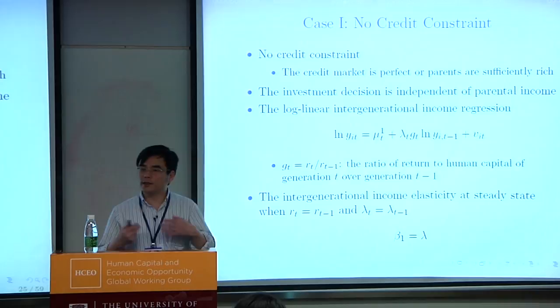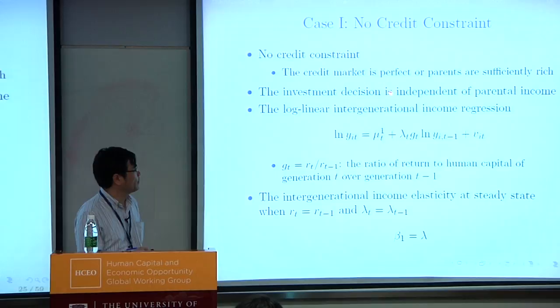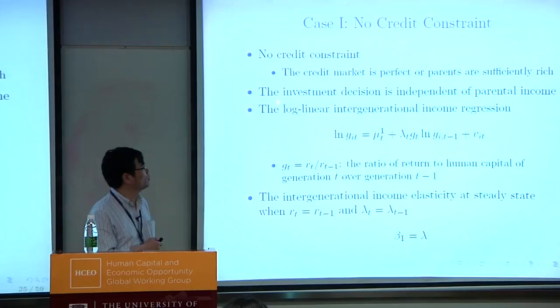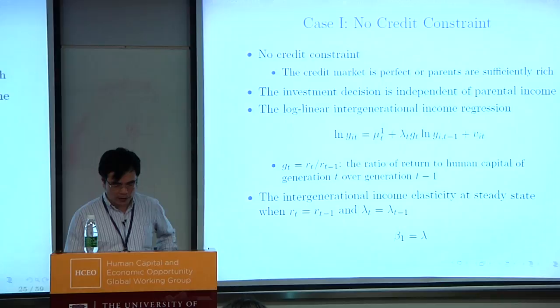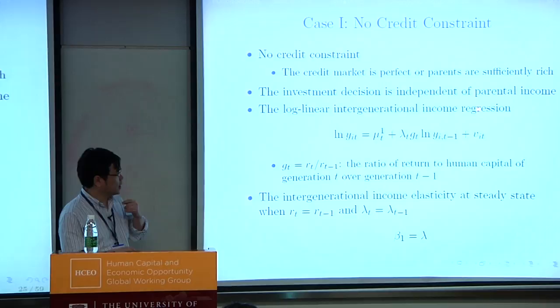As I said earlier, if there's no credit constraint, the model can be solved very easily. If the credit market is perfect, all parents are sufficiently rich. In this case, the decision is very simple and independent of parental income. And the log linear intergenerational income regression can be easily derived from the basic setup, and you can derive the relationship between parental income and children's income.